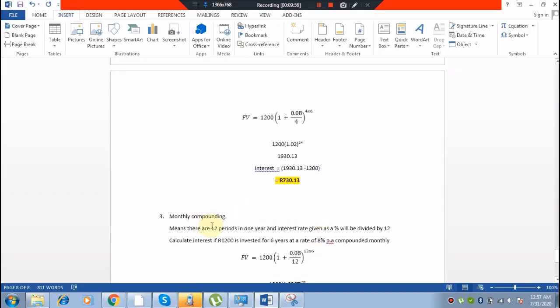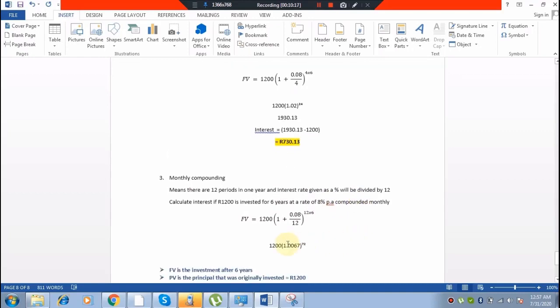Okay, so what happens when you are compounding monthly? Simply it means there are 12 periods in 1 year, and the interest rate given as a percentage is to be divided by 12. So calculate interest if 1,200 is invested for 6 years at a rate of 8% per annum, compounded monthly. Again, we do 1 plus 0.08 over 12, and we get that figure. 12 times 6, and you get your 72.